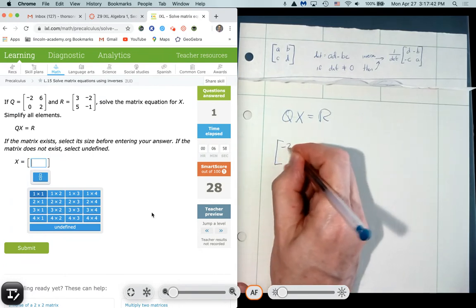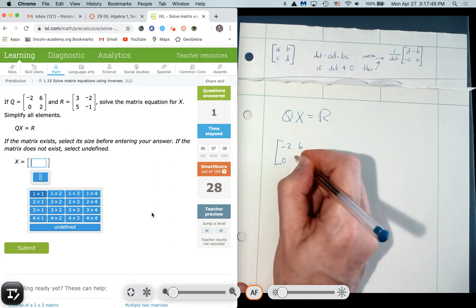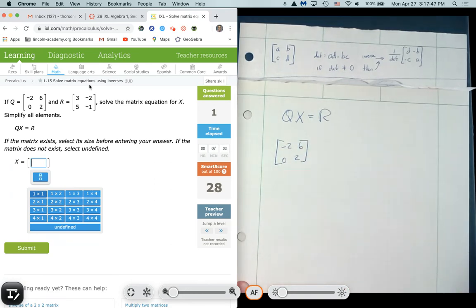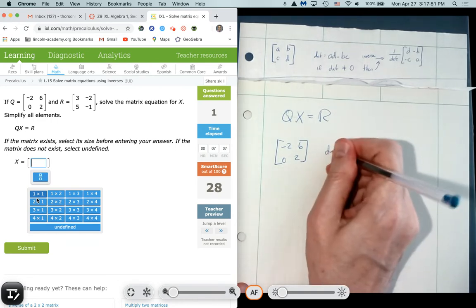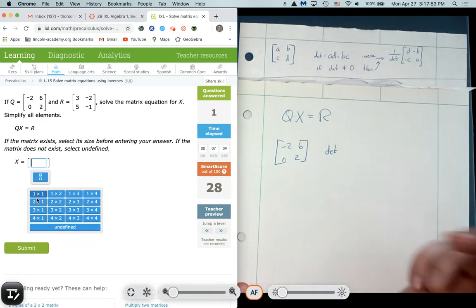Q is negative 2, 6, 0, 2. Again, I'm looking over here at my Excel, so hopefully you're looking over here. I'm going to make sure it has a determinant, so it has an inverse, because I noticed that it actually gives you the option of saying undefined, so that might happen.